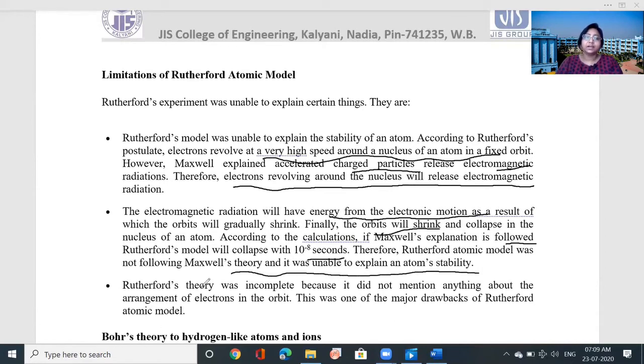Number 3, Rutherford's theory was incomplete because it did not mention anything about the arrangement of electrons in the orbit. This was one of the major drawbacks of the Rutherford atomic model. So you have learned what the drawbacks of the Rutherford atomic model are. It could not explain the atom's stability, and it was incomplete because it did not mention anything about the arrangement of electrons in the orbit.